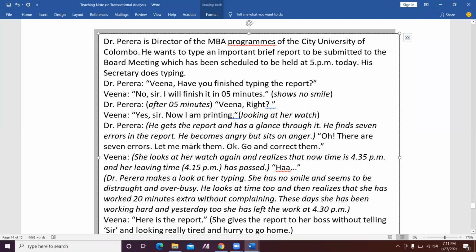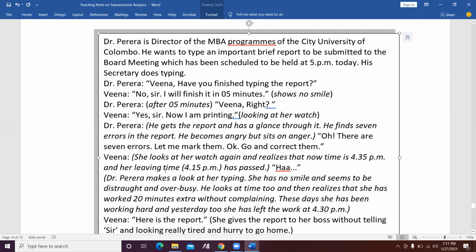Then Dr. Pereira gets the report and has a glance through it. He finds 7 errors in the report. He becomes angry, but sits on anger, not revealing or expressing the anger. Sits on anger. This is another hidden message happening within Dr. Pereira. But anyway, what was revealed by Dr. Pereira? Oh, there are 7 errors. Let me mark them. Okay, go and correct them. Veena.